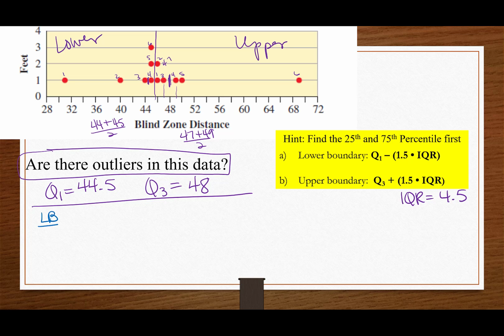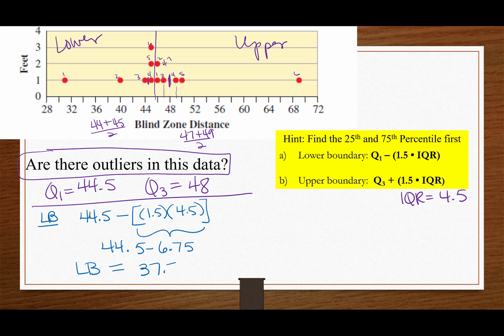We are going to take the quartile 1, which is 44.5, and we're going to subtract 1.5 times the IQR. So that is 1.5 times 4.5. Order of operations says you need to multiply first. 1.5 times 4.5. This value is 6.75. So now we'll say 44.5 minus 6.75, and that gives a lower boundary of 37.75.